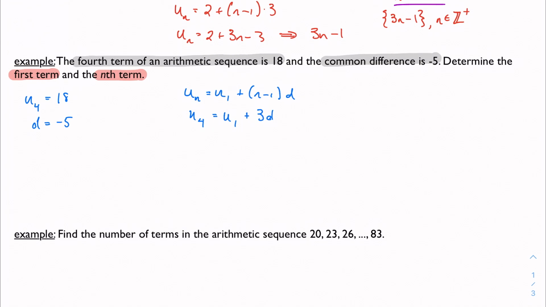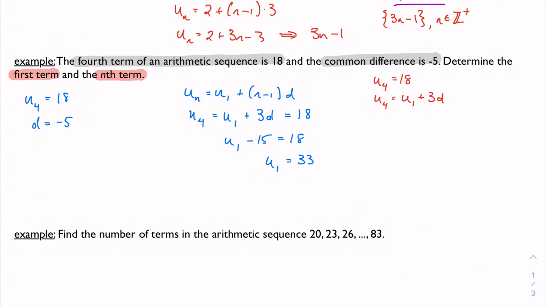And I know that the fourth term is also equal to 18, right? So I've defined this kind of in two ways. I know that the fourth term is 18. We were given that. But I also know that I can take the fourth term and write this algebraically as well. So I've equated the two pieces here. And I also know that the common difference is negative 5. So 3 times negative 5 is negative 15. And so my first term is 33.